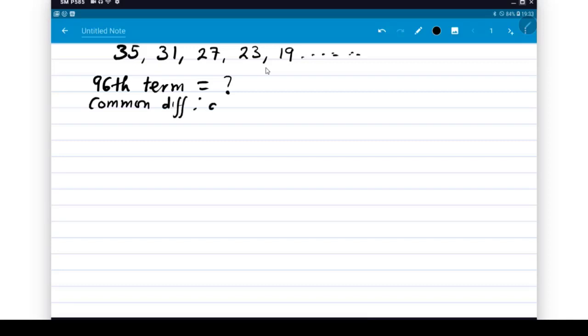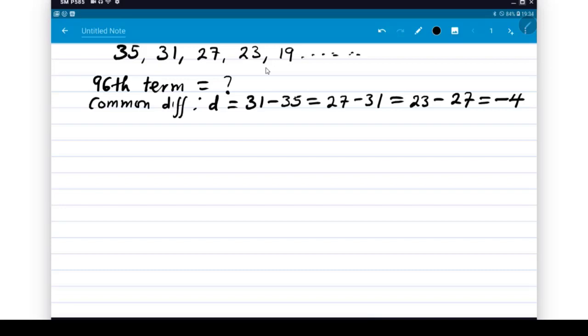The common difference, that's our d, is 31 minus 35, or the same as 27 minus 31, or the same as 23 minus 27, and this gives us -4. So that is our common difference. Our common difference is minus 4.